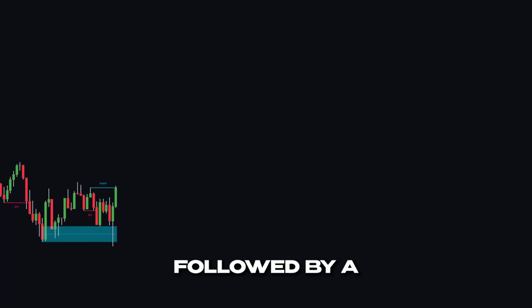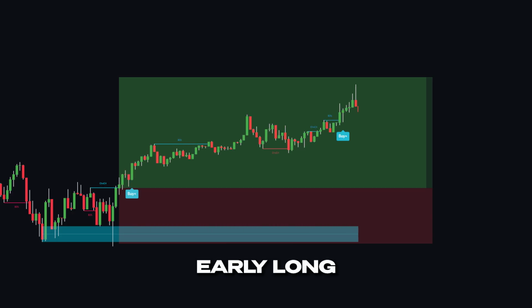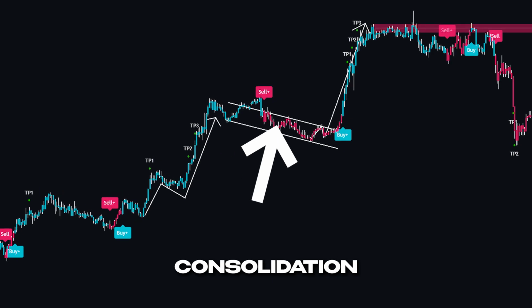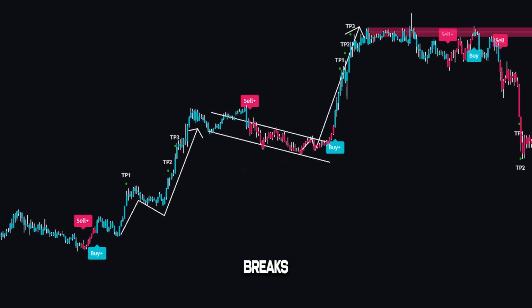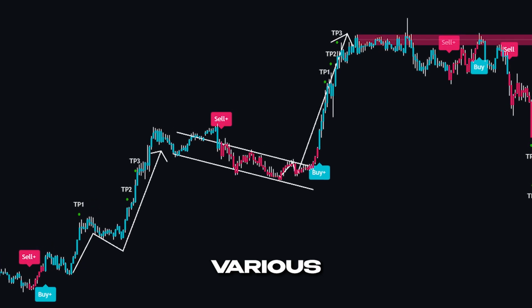Rejection. Wick at demand zones. Here, there's a downtrend into a strong demand zone, followed by a rejection wick and a bullish candle with follow-through. Confirmation comes from a bounce with volume or a higher low, making it great for early long entries. Momentum candle breakouts. In this setup, you have a tight consolidation or flag pattern, followed by a large-bodied candle that breaks structure. Confirmation can be a retest entry or a follow-through candle, working well on various trading instruments.